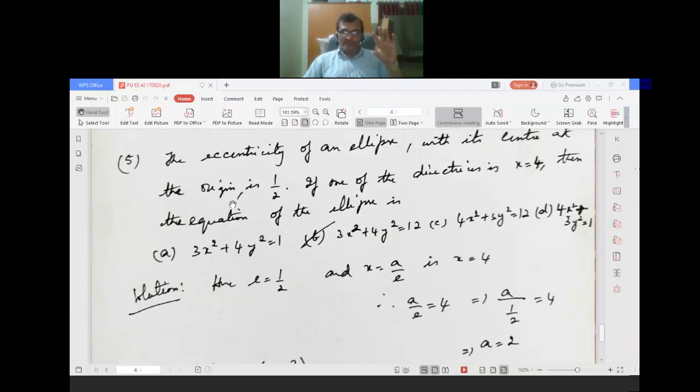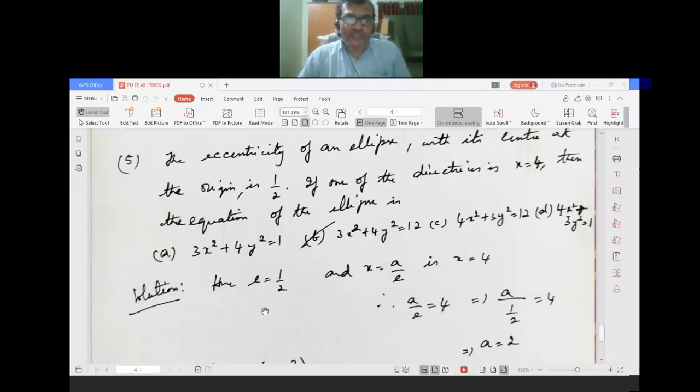So once again I will explain. The eccentricity of an ellipse with its center at origin is half. If one of the directrices is x equals 4, then the equation of the ellipse is: a) 3x squared plus 4y squared equals 1, b) 3x squared plus 4y squared equals 12, c) 4x squared plus 3y squared equals 12, d) 4x squared plus 3y squared equals 1.